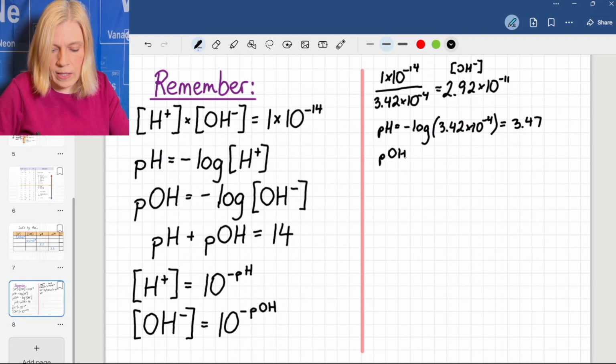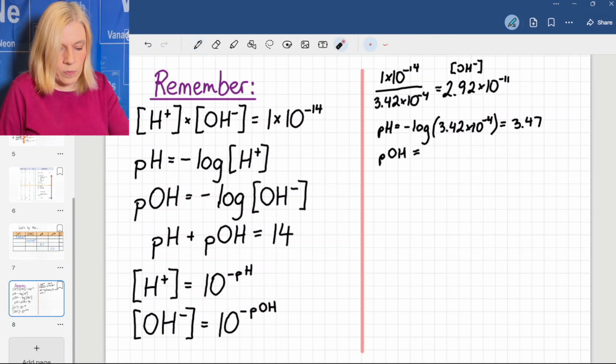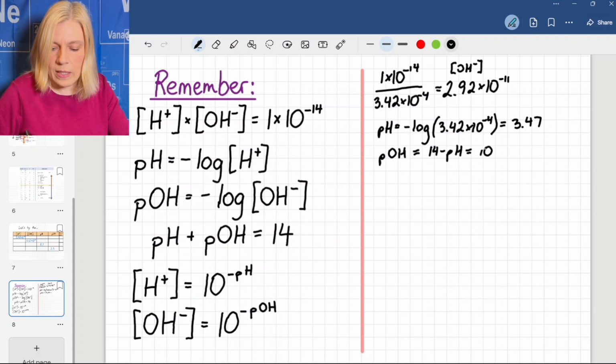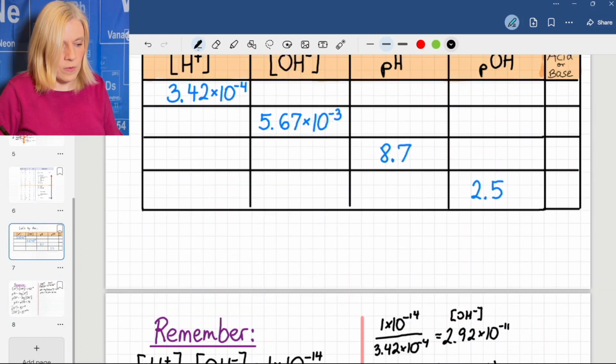Well, pOH, I can do either one of two things. Look at this. pOH is negative log of OH, and here's my hydroxide ion. I can take negative log of this. Or remember, pH plus pOH equals 14. So 14 minus my pH, and this will be 10.53. So let's fill in the numbers that we found out.